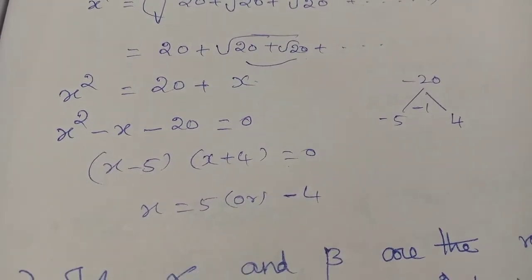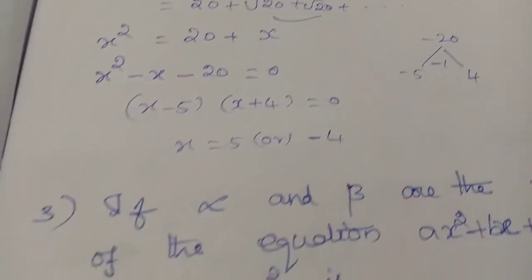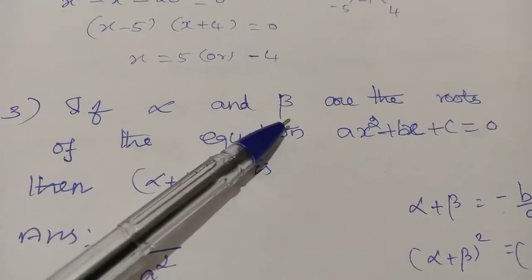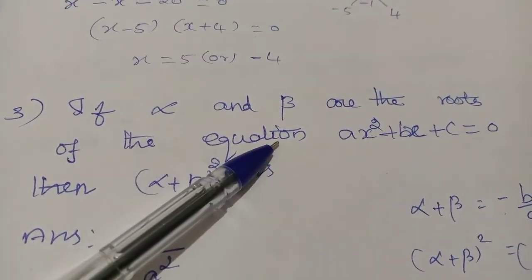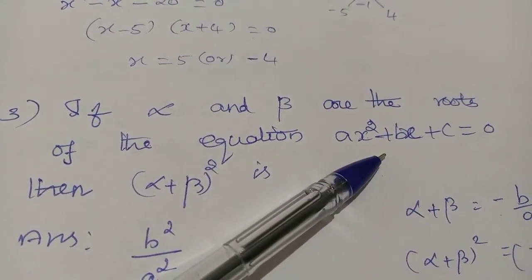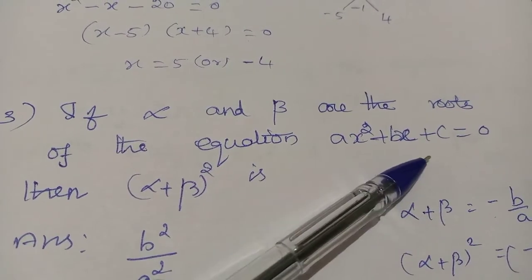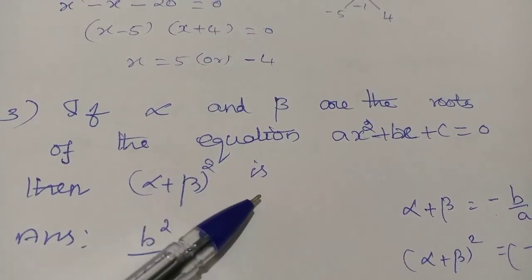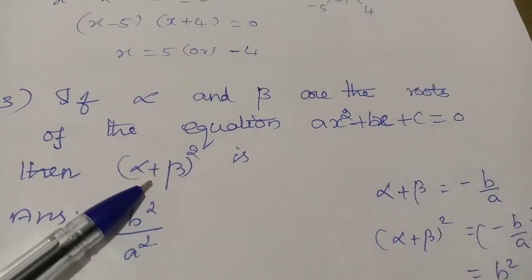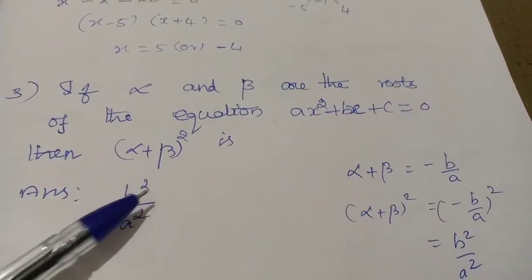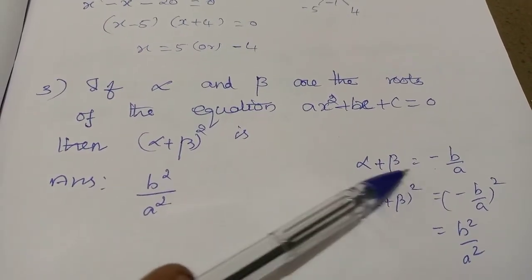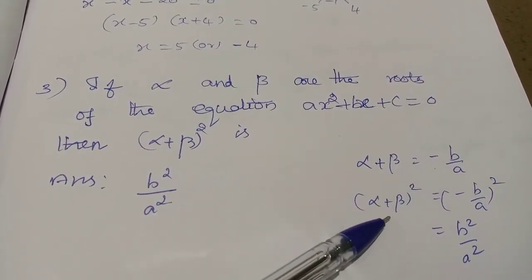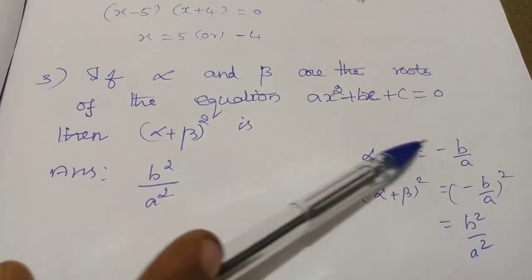Okay. Next, question number 3. If alpha and beta are the roots of the quadratic equation ax square plus bx plus c equal to 0, then what is the value of alpha plus beta the whole square? Usually we know the sum of the roots, alpha plus beta, the formula is minus b by a. Here they asked what is the value of alpha plus beta the whole square. Alpha plus beta is minus b by a.